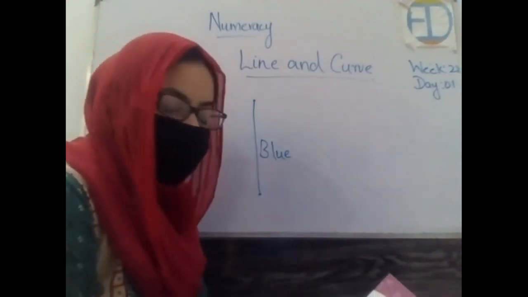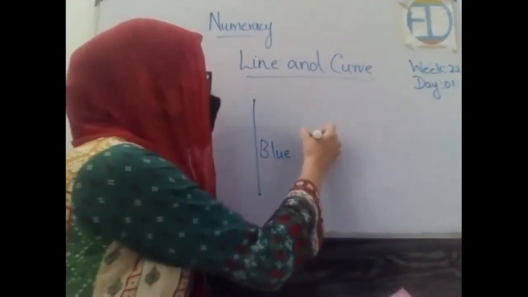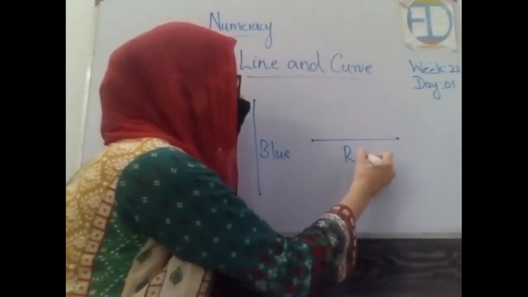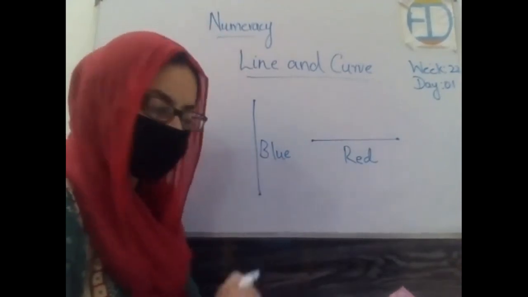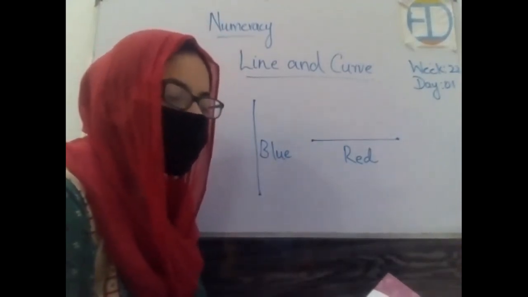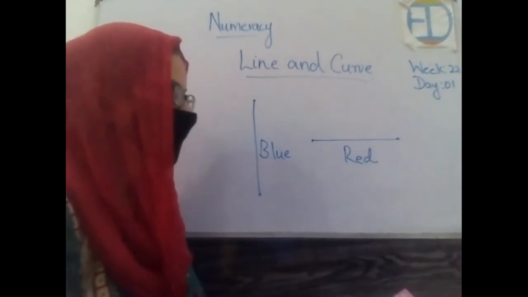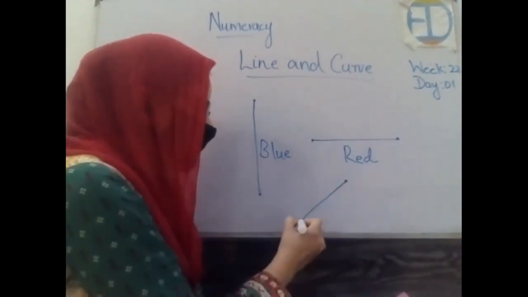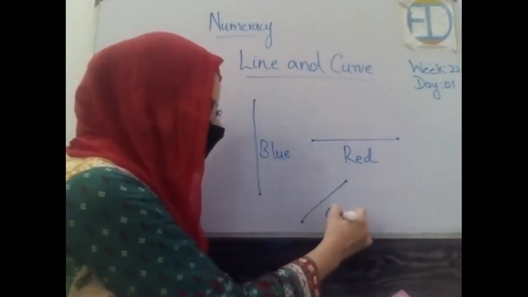Then all the horizontal lines with red color. What does horizontal mean? This. You are supposed to draw all these with red color. And the third instruction is the oblique lines with green. Oblique are these. These with green color.